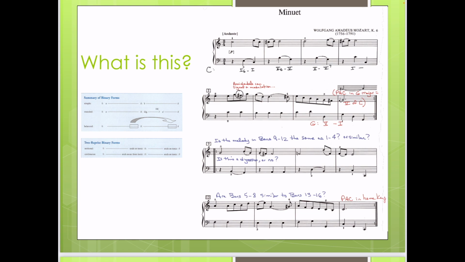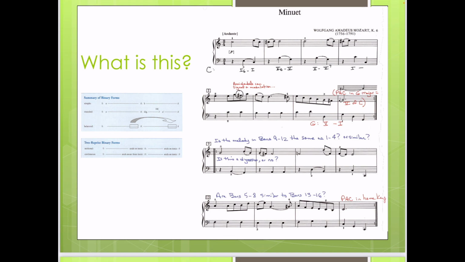Somehow this part right here melodically sounds familiar. Are bars 5 to 8 similar to bars 13 to 16? Here's bar 5. Okay, that was all in G major. Now listen to bar 13. If I add the little ornament on the last note, they would be not just similar, but identical. So yes, they are similar.